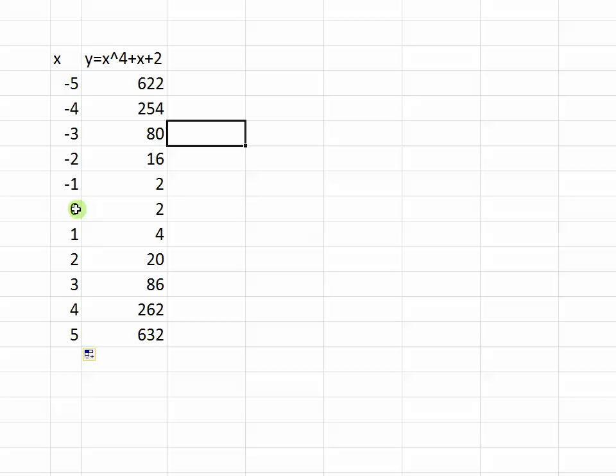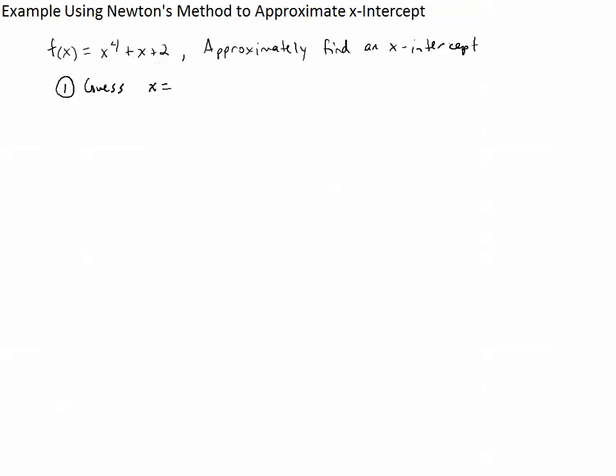Maybe let's start with x equals 0 to be our first approximation in our Newton's method. So we're going to guess x equals 0, and what we just did in Microsoft Excel can also be done on lots of calculators using a table function. So you might want to learn how to use your table function if you have a scientific calculator. So guess x equals 0, and the first thing we need to do is find the tangent line at x equals 0.